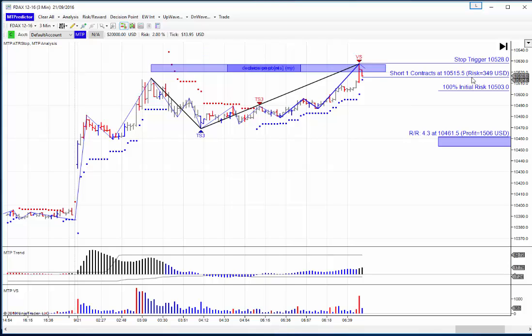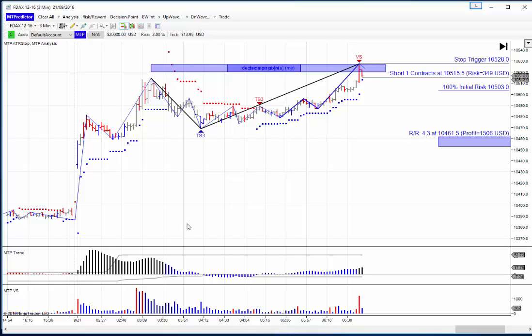Interesting thing here, you can see our risk and our profit is in dollars. This is because we use basically the current exchange rate in the background to convert the tick value of the Dax from euros into dollars. So here at the current exchange rate today, every tick here would be 13.95 US dollars.